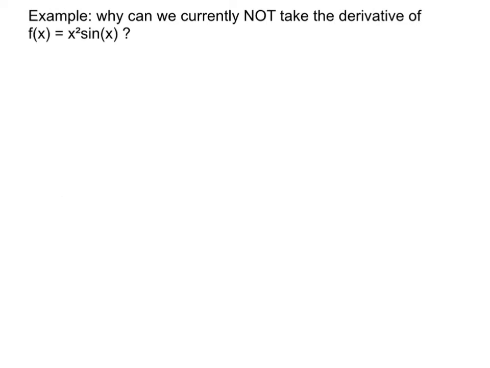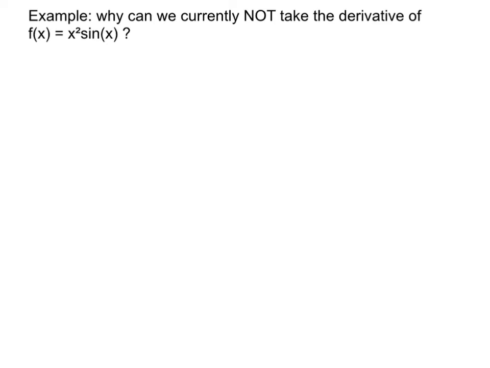Now I have an interesting example for you here. The question is, why can we currently, with our current tools, not take the derivative of f of x equals x squared times sine x? Why can I not do that derivative? I hope you've taken a minute to do this. If you haven't, pause the video and think about that. Why can you not do this?